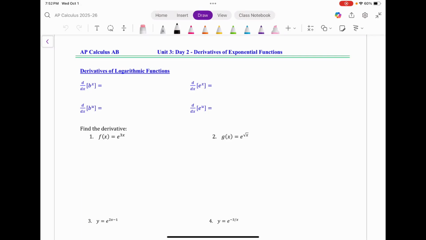Okay, so we're going to talk about how to find the derivatives of exponential functions.